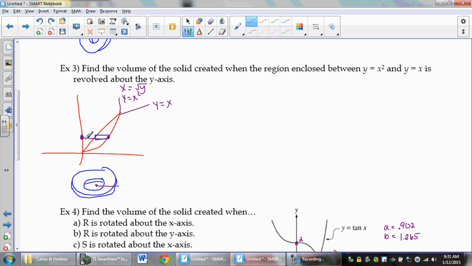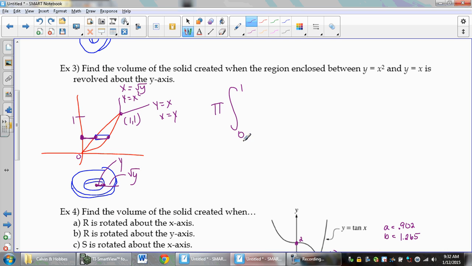So my outer radius goes from here to the square root of y, and my inner radius goes from the axis to the line, which is y equals x, also known as x equals y. So the volume of my solid is going to be pi times the integral from 0 to 1, because these intersect at (1, 1) and (0, 0).